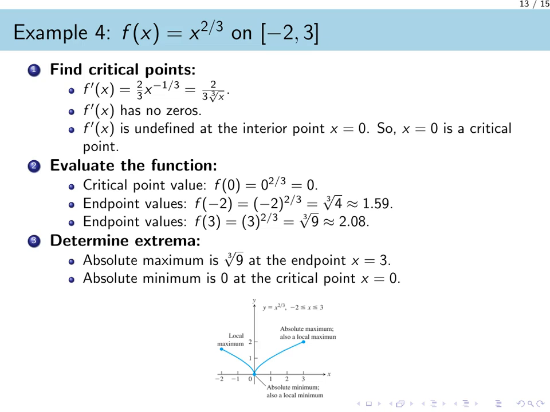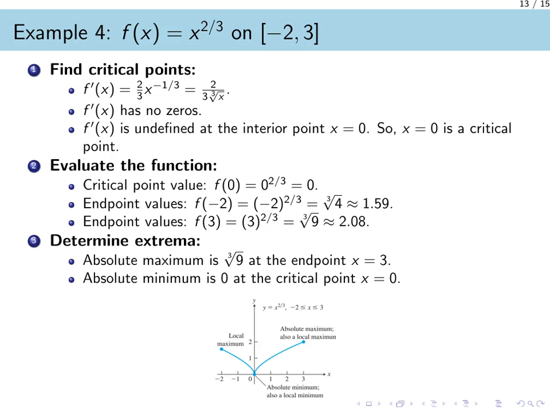Here I will show another way a critical point can arise, which is when the derivative is undefined. My function is f of x equals x to the power of 2/3, and I want to find its absolute extrema on the closed interval from -2 to 3. First, I find the derivative, which is 2 divided by the quantity 3 times the cube root of x. This expression can never equal 0 since its numerator is a constant 2. However, the derivative is undefined at x equals 0, because that would lead to division by 0, making 0 an interior critical point.